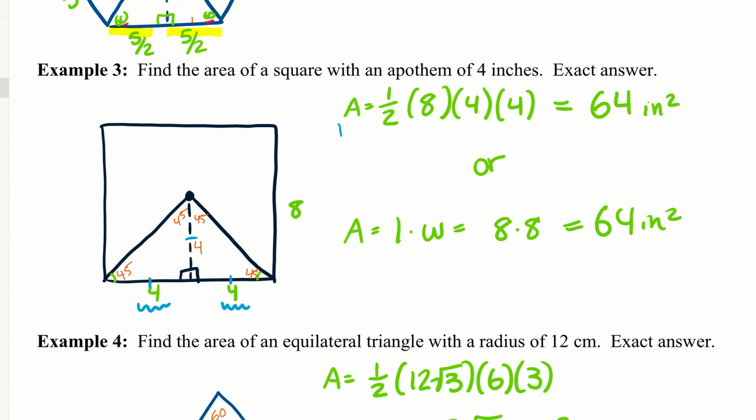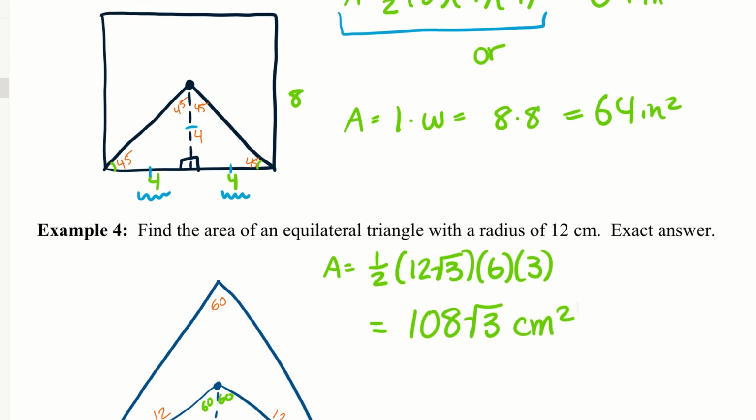So if we were to plug that into our formula, 1/2 SAN, I would have 1/2 times my side is 8, times my apothem is 4, and then times my number of sides is 4, and that gives me 64 inches squared. And then differently, because I was able to find that my side lengths were 8, I could have done length times width here and gotten that my area is 8 times 8, which is also 64 inches squared.